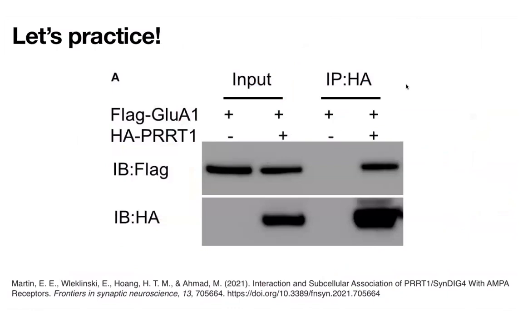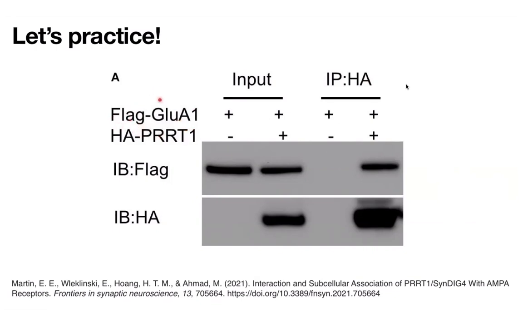Okay, so let's get some practice interpreting one of these blots. What you'll typically see is something like this. On top, you'll see a table with pluses and minuses. On the left, you'll see the input, and on the right, you'll see the IP, so this is your pull down. Here they're specifically telling us that they're doing a pull down against HA. Over here, they're saying that the samples differ. This one, Flag-GLUA1, is a receptor that has an epitope tag, a Flag tag. And then they also have HA-PRRT1, which is some other protein that has this HA tag.